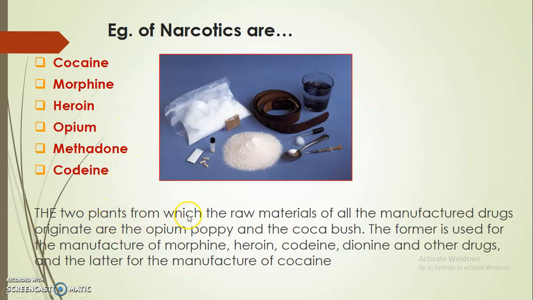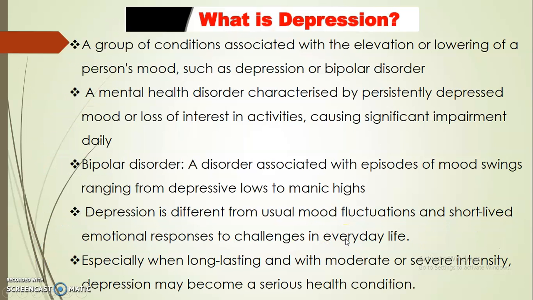So the two plants from which the raw material of all manufactured drugs originate are opium and coca bush. The former is used for the manufacture of morphine, that is from opium, and heroin, codeine, thebaine, and other drugs. The latter is for the manufacture of cocaine, from the coca bush, right? And what is meant by depression?